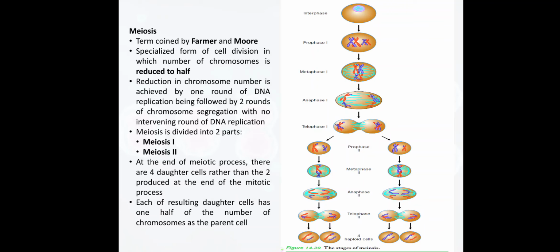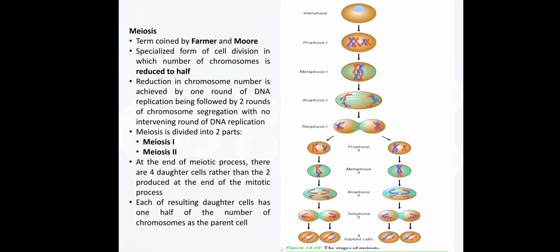Today we'll be discussing meiosis, which is another type of cell division where the number of chromosomes is reduced to half. Meiosis is the term coined by Farmer and Murray. It is a specialized form of cell division in which the number of chromosomes is reduced to half. The reduction in chromosome number is achieved by one round of DNA replication being followed by 2 rounds of chromosome segregation with no intervening round of DNA replication. So this will be understood in further classes.